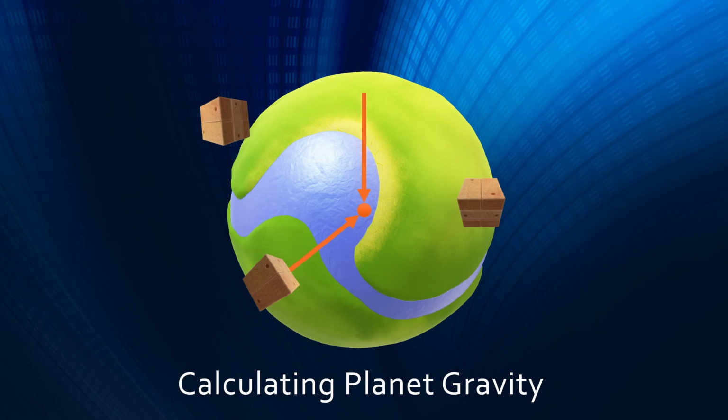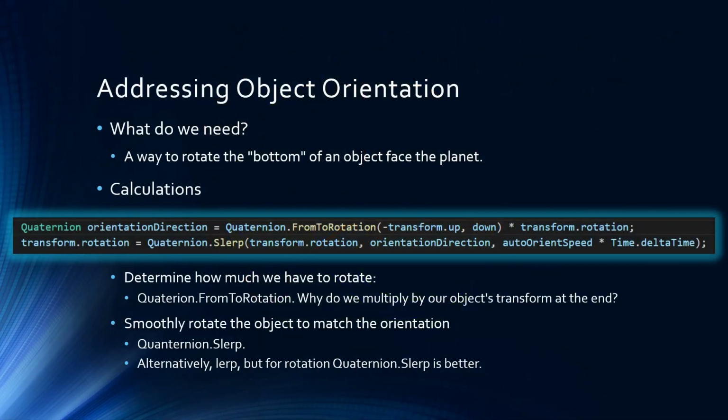So there are a couple of concerns about that, and how you address those is kind of up to you. But I'm going to give you a very basic setup to be able to address that. Let's go ahead and jump into some logic here and some code. So how do we address the object orientation? So what do we need? We need a way to rotate the bottom of an object to always face the planet. So when we jump, when we leave the surface, we want the bottom to land back on the surface.